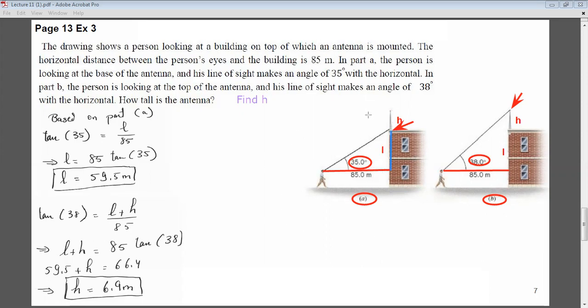So I'm done with part A. Now I come to part B. How long is this side?